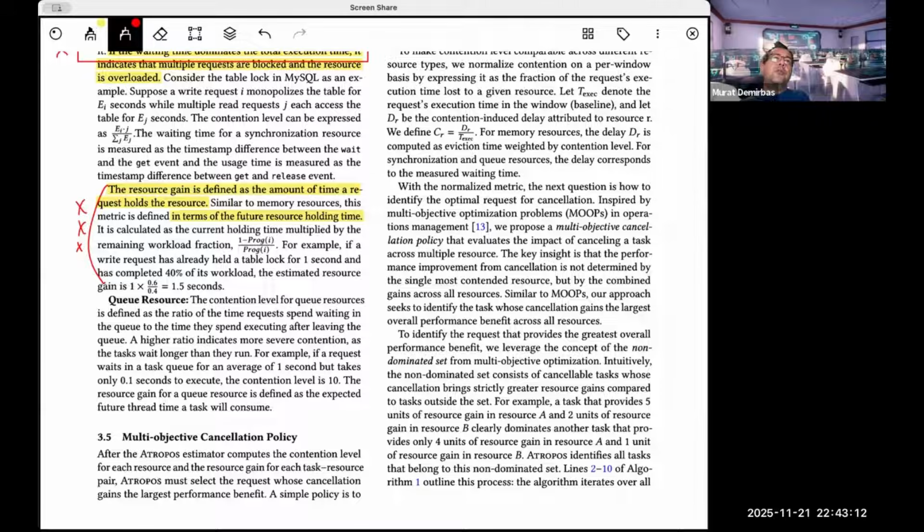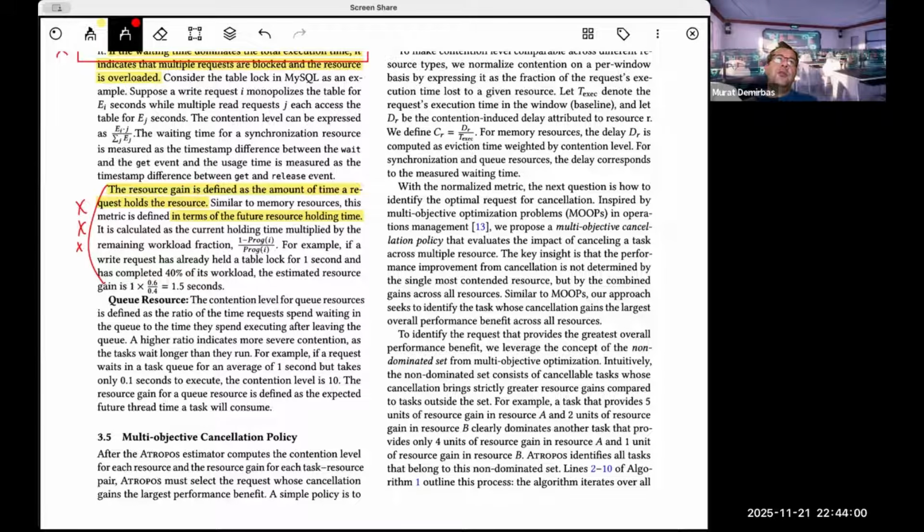Queue resource. The contention level for queue resources is defined as the ratio of the time requests spent waiting in the queue to the time they spent executing after leaving the queue. Interesting. So if you spend more time at the queue, this is the contention level for queue resources. Oh, queue-based resources, basically. That's what queue resources mean. A higher ratio indicates more severe contention as the tasks wait longer than they run. For example, if a request waits in a task queue for an average of 1 second but takes only 0.1 seconds to execute, the contention level is 10.